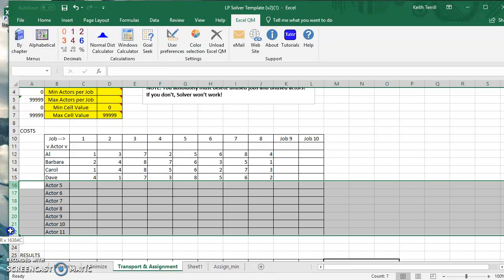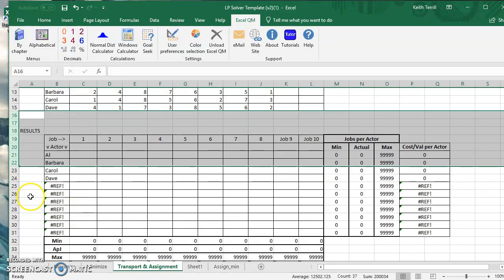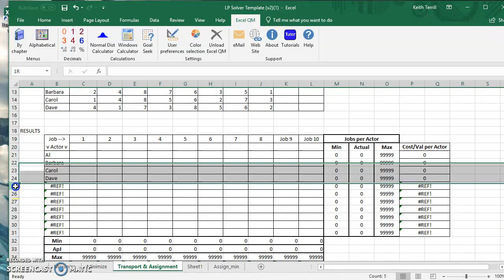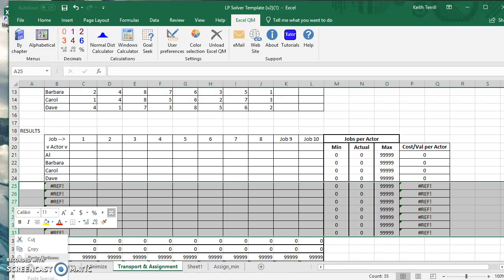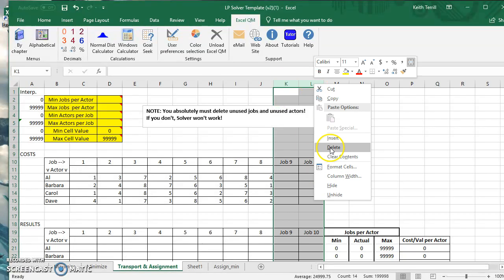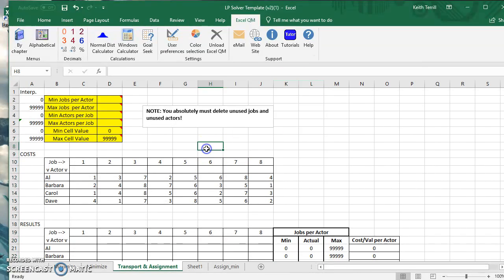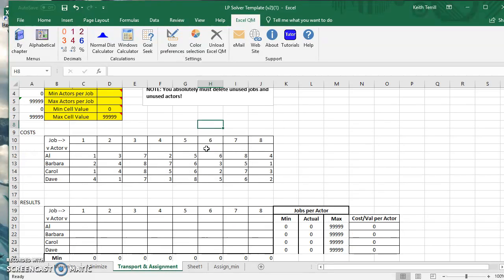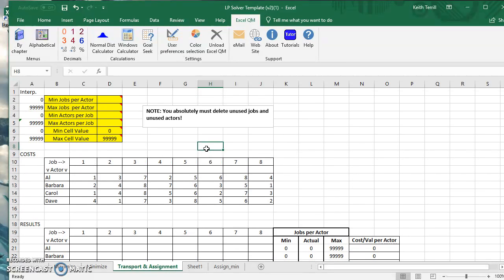Now we'll delete these extra actors because we're only assigning 4 people. And we'll delete that from both tables. And then we'll delete our extra jobs. Okay. Because the reality of it is you don't always assign one job to one person. You can assign more than one person to a job, or one person to more than one job. We have all this extra stuff to work with.